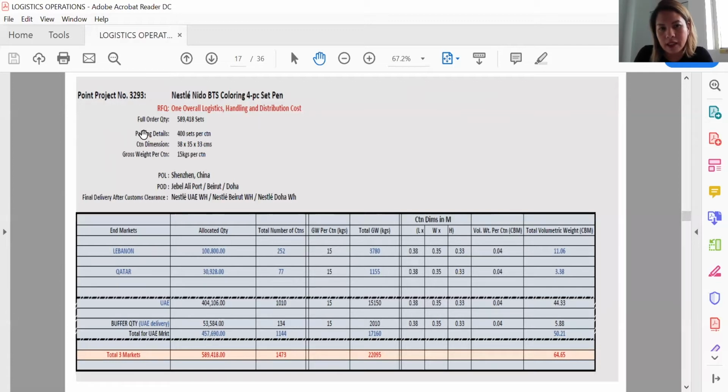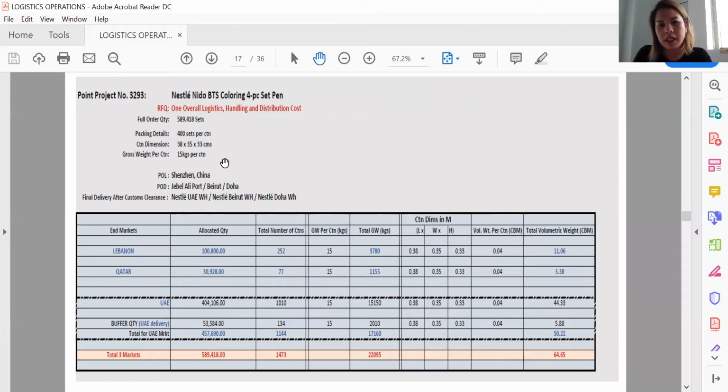I have given them the packing details. 1 carton will have 400 sets of this promotional item. The carton dimension is mentioned here. It's in centimeters, so the logistics partner will convert this into meters, and they will get the volumetric weight, obviously. I have given the gross weight per carton because it's mandatory. It's crucial. When I say complete packing details or complete packing list, you have to mention all of this. POL, or port of loading, you have to mention that so they will know where the shipment is coming from, where they are going to collect the cargo.